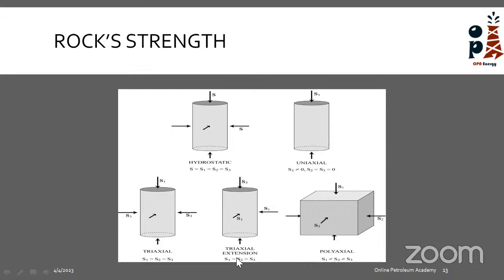And the other test is triaxial extension. It's the opposite of triaxial compression: you find that the confining stresses are greater than the axial load. And triaxial extension is important for fracture design, because you measure the tensile strength of the rock. We are measuring at which stress the rock will fail, and it's mainly S1.